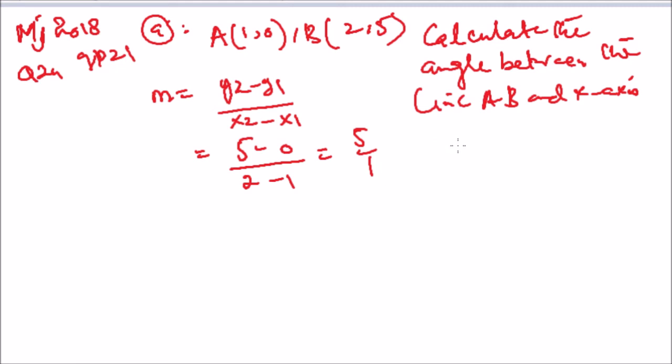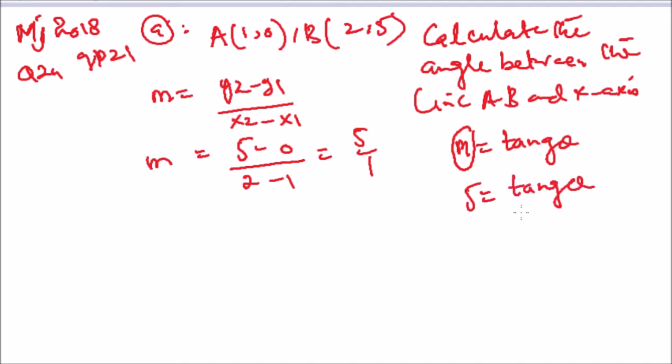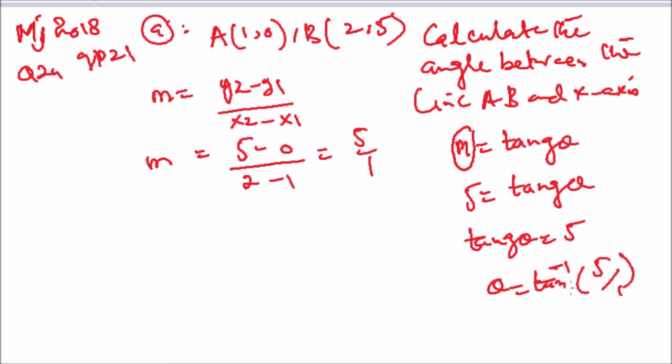Remember, always remember that this m is equal to tangent theta. Always remember this thing. So equate the value of m. The value of m here is what? The value of m is 5, or 5 over 1. So tangent theta is equal to 5. So theta is tangent inverse 5 over 1, or 5, same thing.